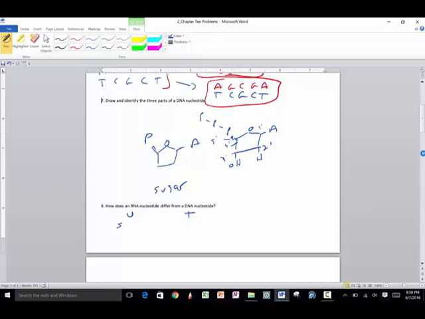RNA is single-stranded. RNA has ribose. DNA is double-stranded. DNA has deoxyribose. But most importantly, RNA forms complex secondary structure.